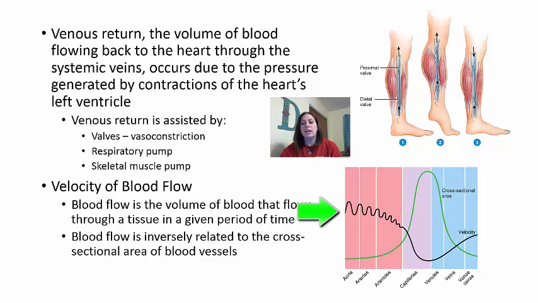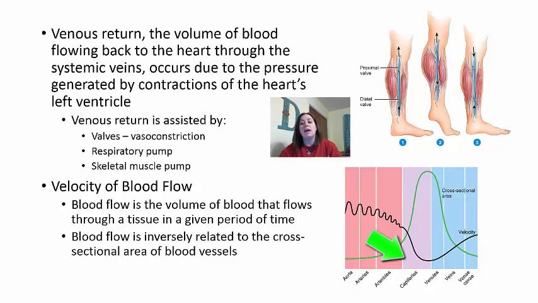So if we look here on the capillaries, you're going to see that the velocity of the blood slows down greatly because the cross-section of the vessel is very small. We really want it to slow down in the capillaries though, so that this gives it a chance to be able to drop off the nutrients and pick up the waste and not have to do it too quickly.